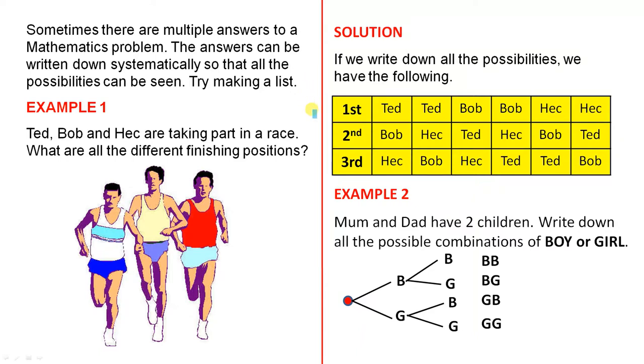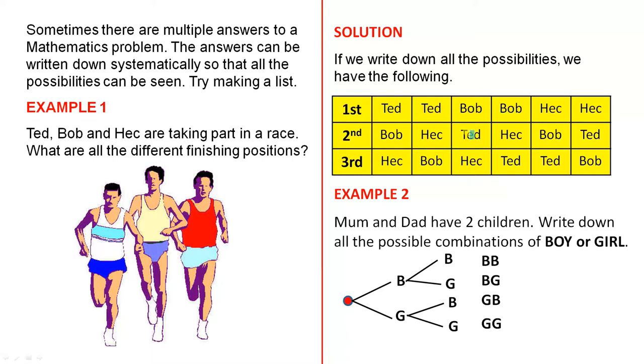Ted, Bob and Heck are taking part in a race. What are all the different finishing positions? Solution: if we write down all the possibilities, we have the following. Ted can come first, followed by Bob and Heck. Ted can come first and the other two come in a different order.